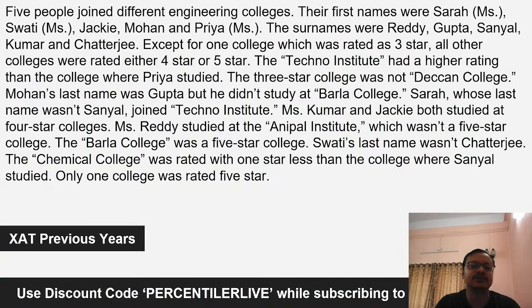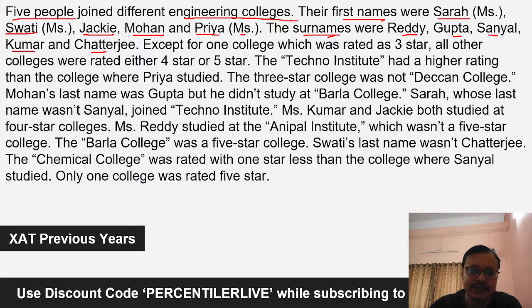So let's get started with the set in today's session. So here we are talking about 5 different CAT aspirants, 5 students who are studying in 5 different engineering colleges. So 5 people, 5 engineering colleges. First names are given: Sarah, Swati, Jackie, Mohan, and Priya. So 5 different first names, 5 different surnames. Their surnames are Reddy, Gupta, Sanyal, Kumar, and Chatterjee.